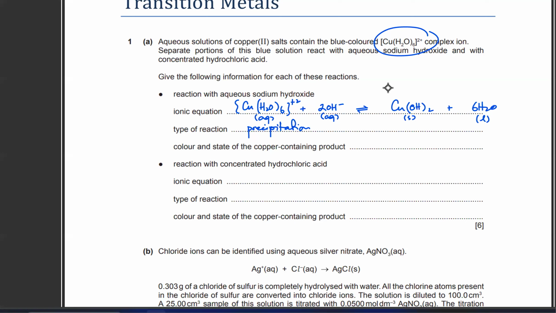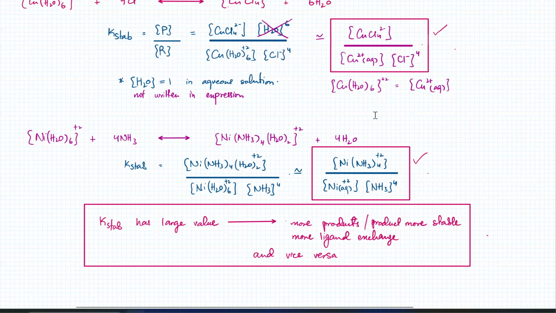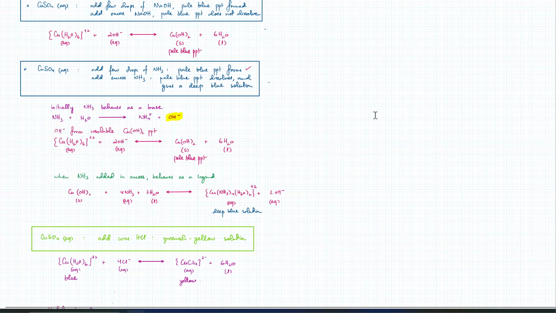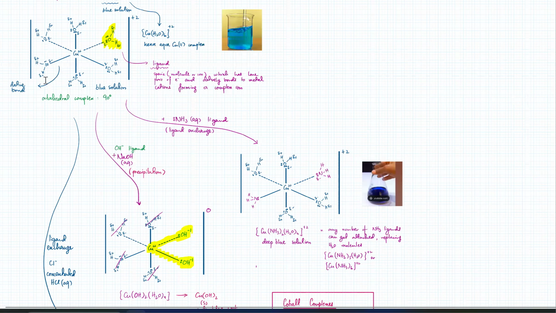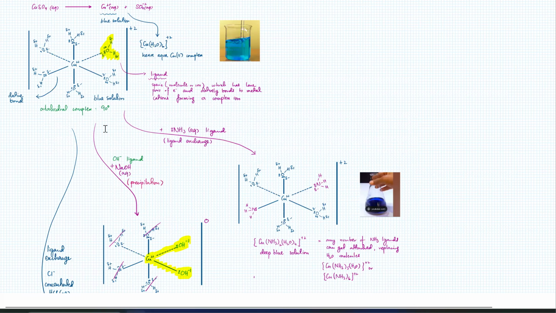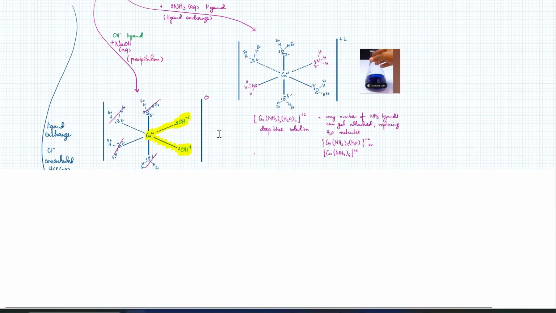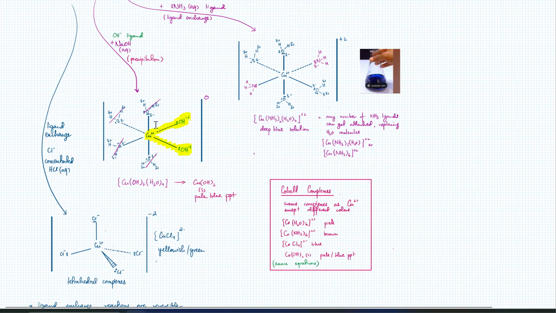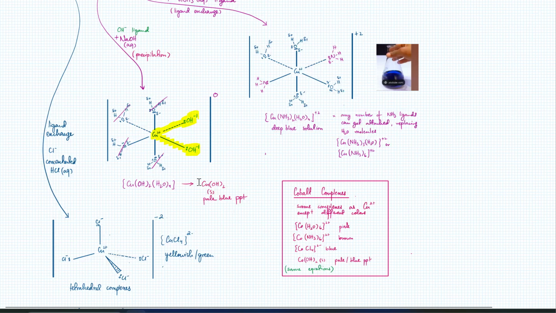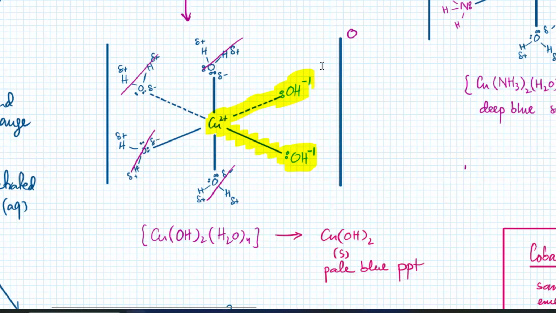And the color of the complex is a pale blue precipitate. Do you remember we did all of that for cobalt? Okay, that's these complexes. It's copper with water. You add OH ions, the water molecules get knocked out and are replaced by OH ions.